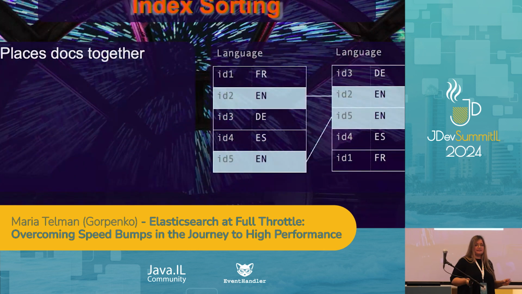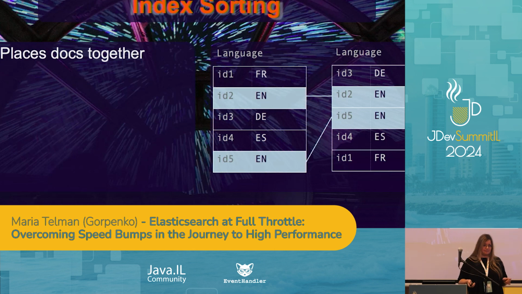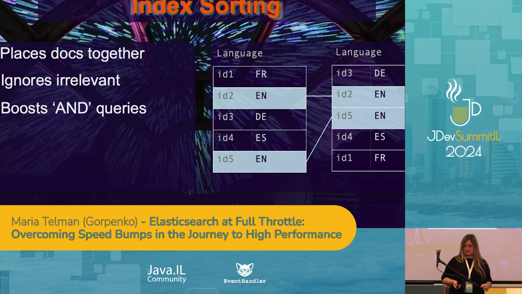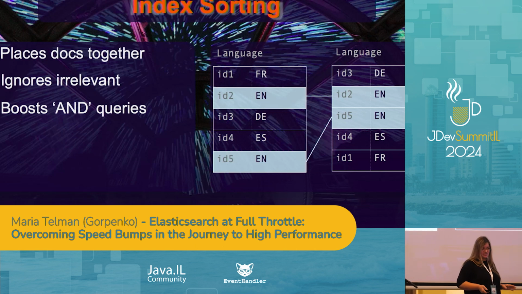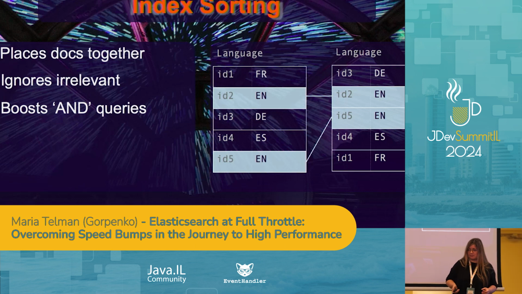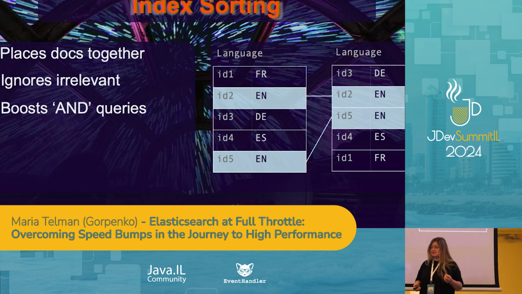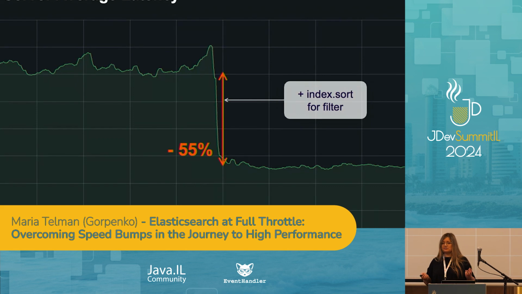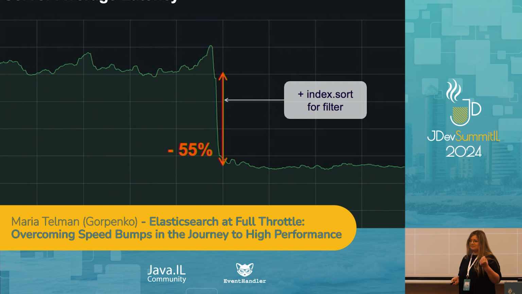It's said that index sorting places documents with similar values together, helping Elasticsearch in bypassing unneeded data during complex queries with conjunctions. That's the theory. Honestly, we were really skeptical it could work in our case with our different filters that are often optional. Yet we decided to give it a shot, and our average latency dropped by half when we applied index sorting to just one filter.